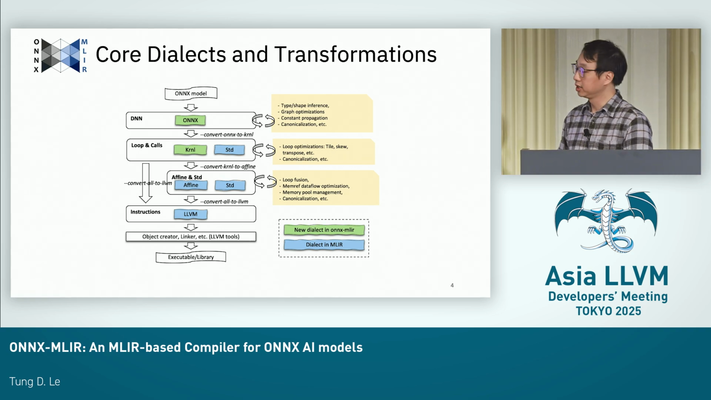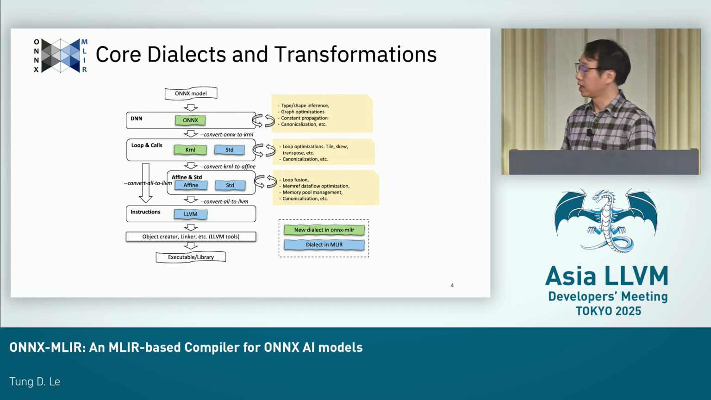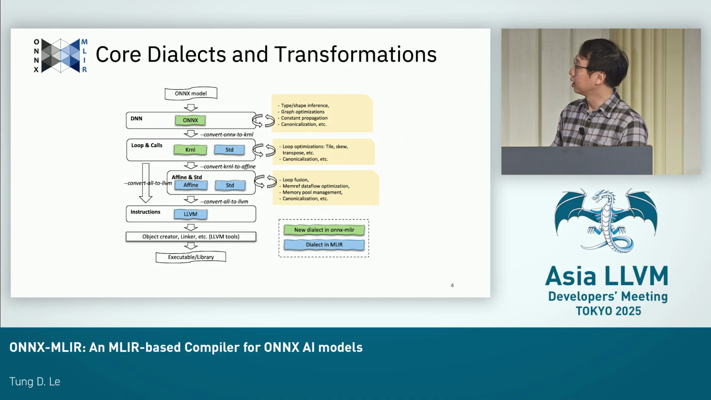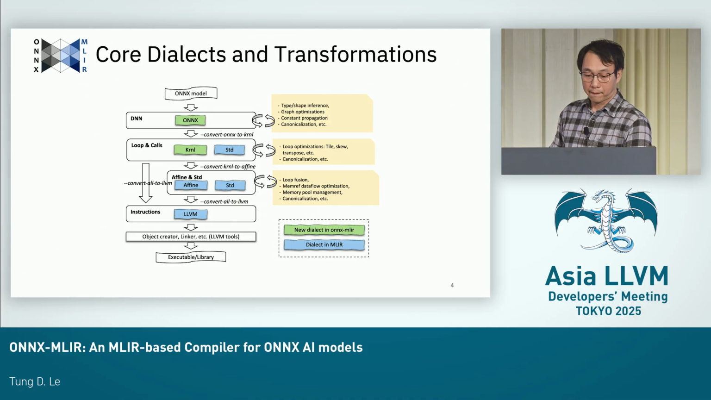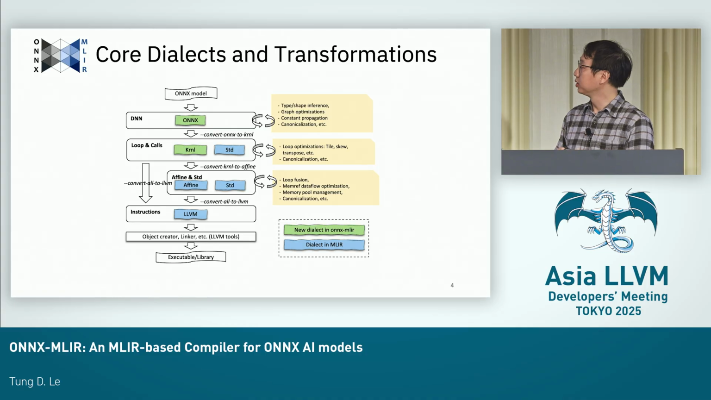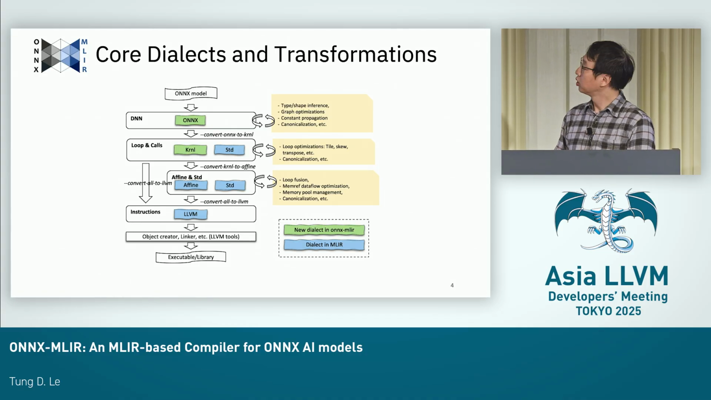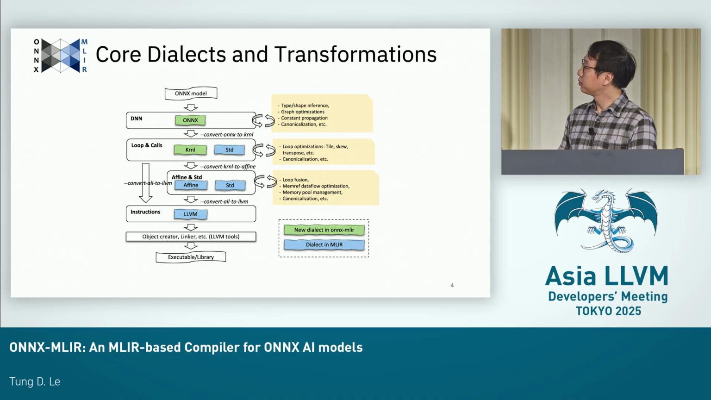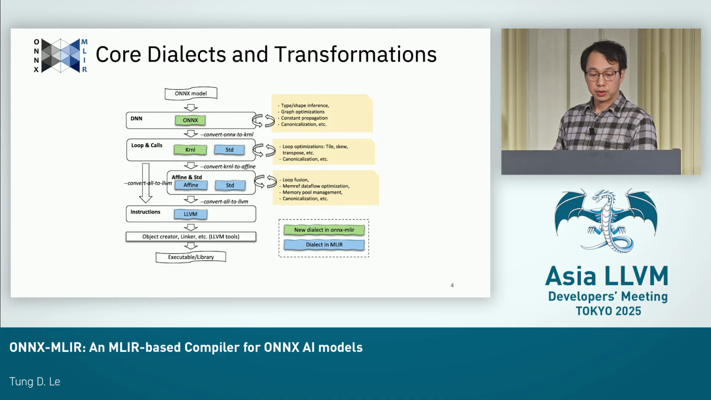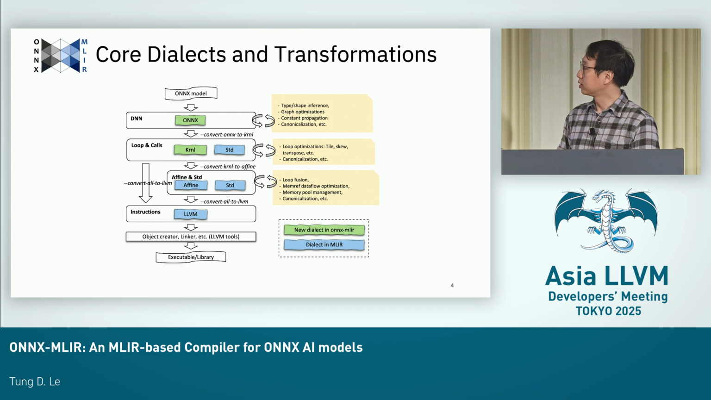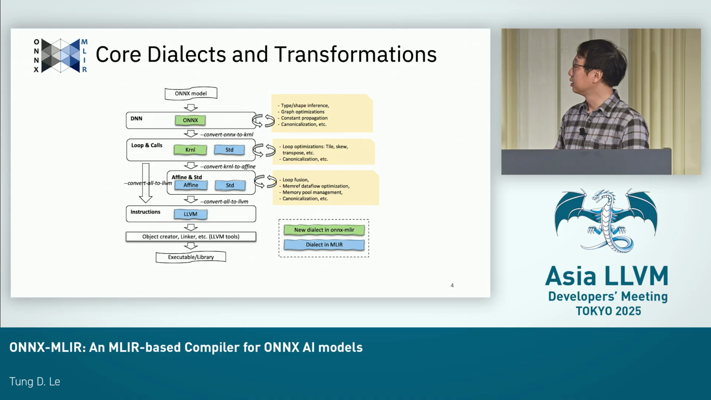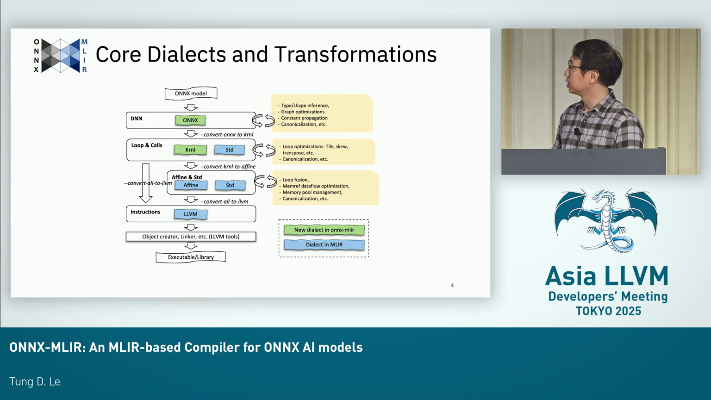So this is the compilation pipeline in ONNX-MLIR. We have several levels of abstraction. The first one is the DNN, deep neural network level. At this level, we define the computation as a graph, so that's why we have graph optimization here. The next level is loop and core. Basically, we describe the computation as loops, and we have loop optimizations such as tiling, skewing, and transposing.